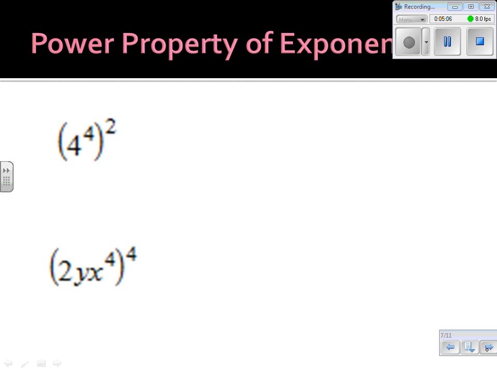Some examples here. We know 4 times 2 is 8, so this expression will simply be 4 to the 8th power. This is because it would be 4 to the 4th times 4 to the 4th. If you add 4 together twice, you would get 8. Now this second example is a little tricky.